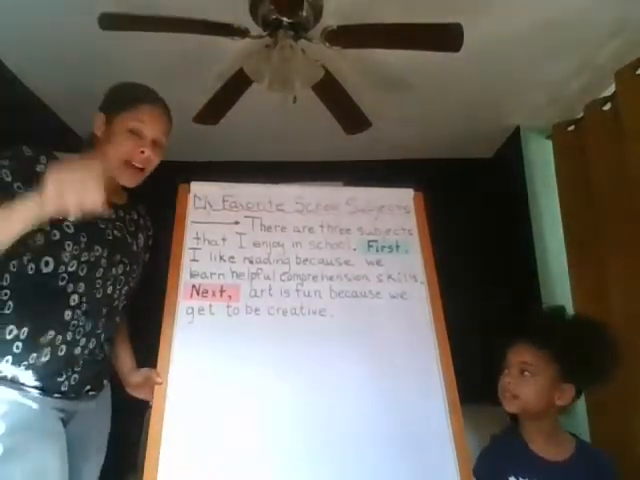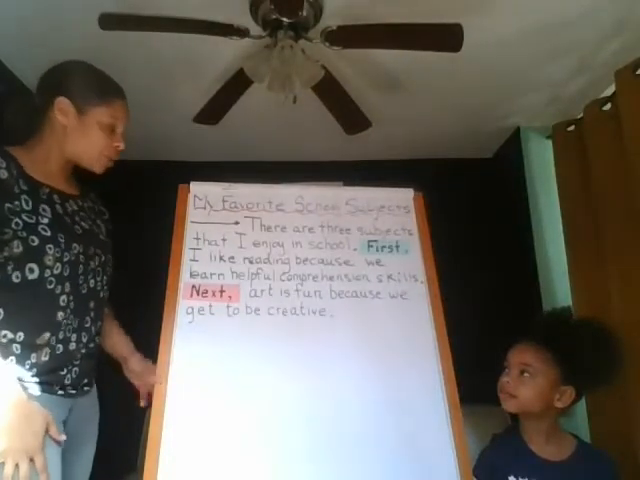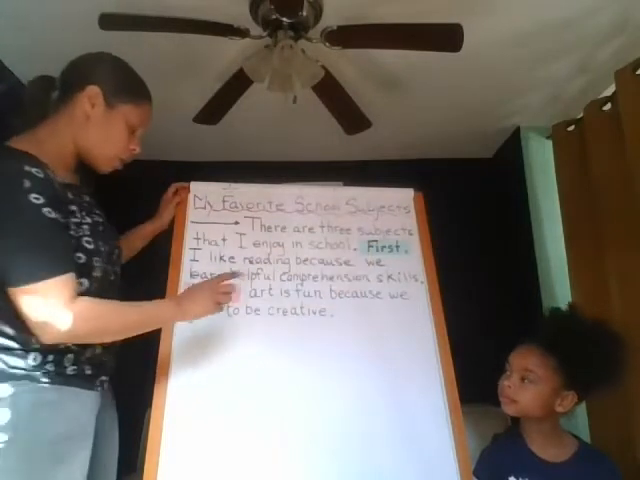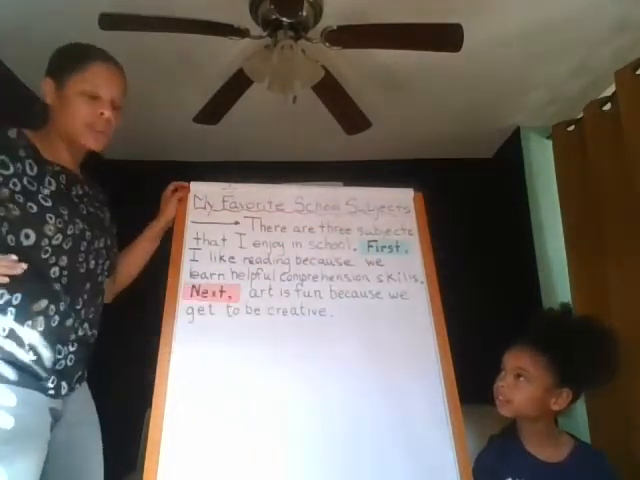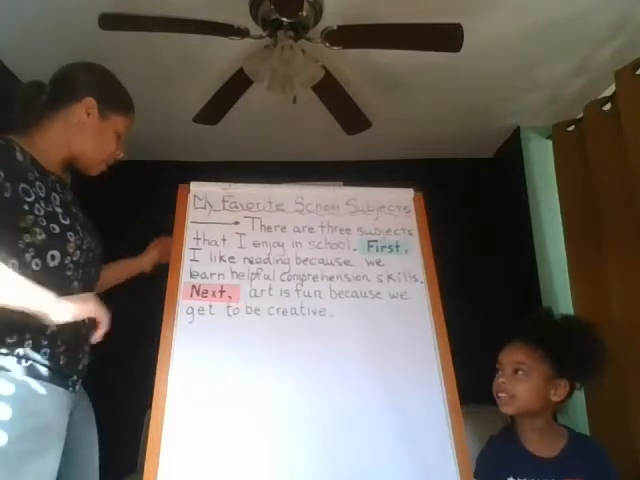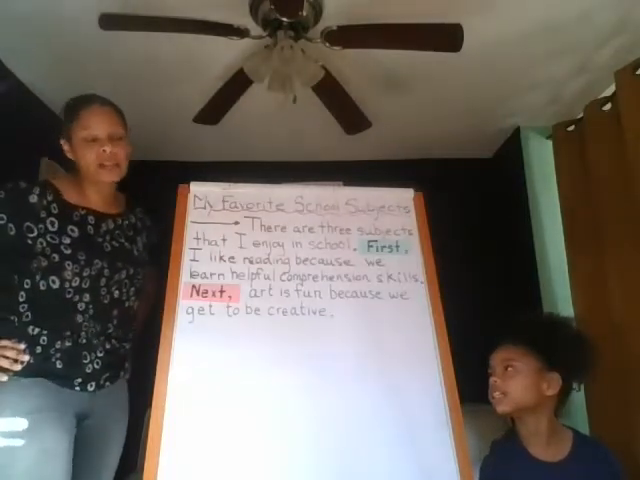3 out of 5 sentences. We only have 2 left. So we have our topic sentence. We have our first detail. We have our second detail. Now what do we need? A third detail. So it's going to be supporting detail number 3. And what did we talk about in supporting detail number 3?